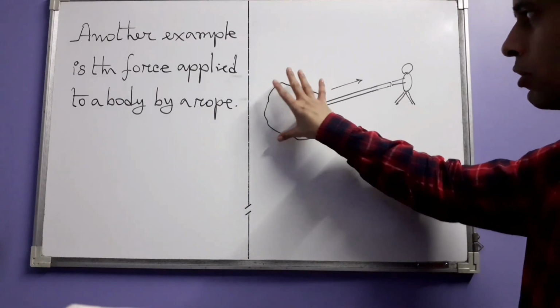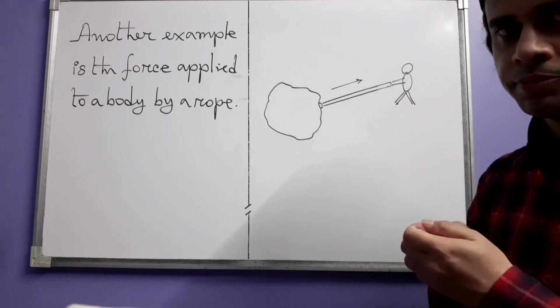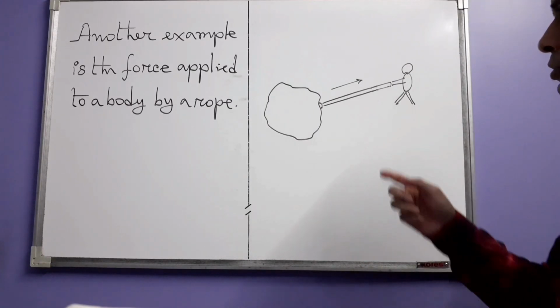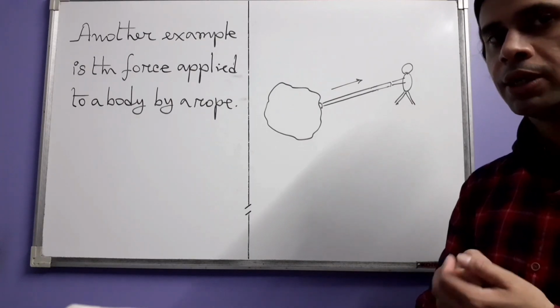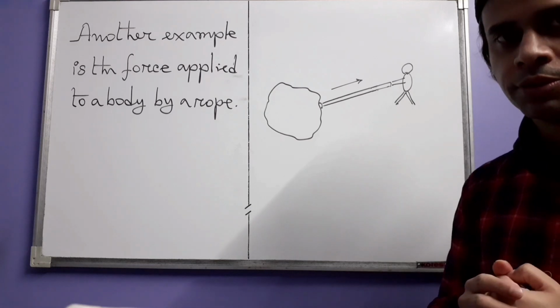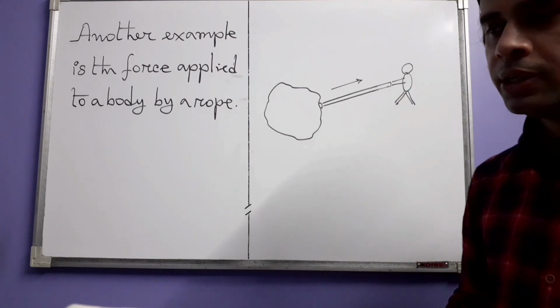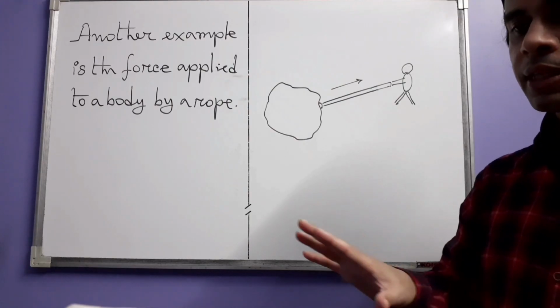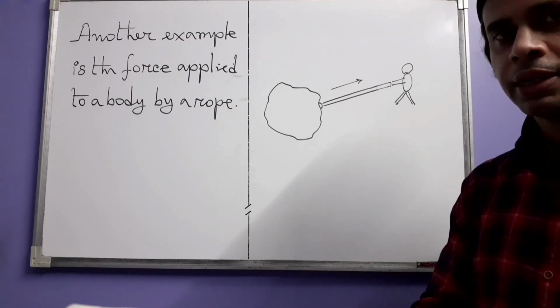So there is some object and you are pulling it using a rope. Alright. So you are applying some force. That force is a vector quantity. What is the magnitude of that force? Is that the length of this rope? No. That is something else. Okay, that is the strength of the force that you are applying.